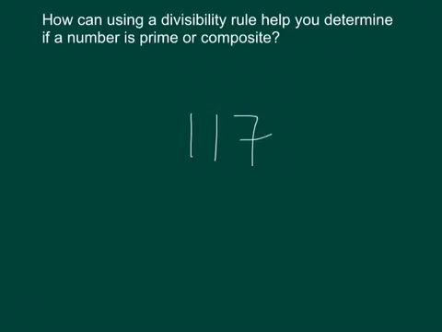Okay, really quickly because we're running out of time. What you would do is you would go through the divisibility rules and you would realize that 1 plus 1 plus 7 equals 9, which means it's divisible by 9. And so it couldn't be a prime number. It has to be composite because it has more than one factor.